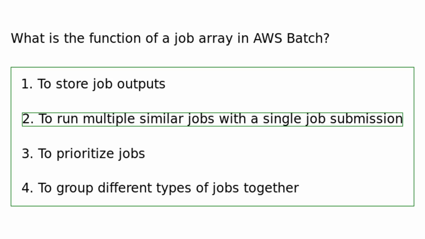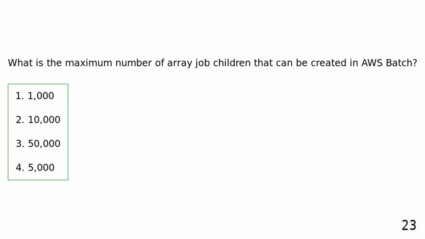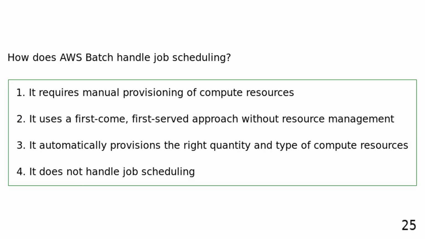What is the maximum number of array job children that can be created in AWS Batch? 1,000. 10,000. 50,000. 5,000. AWS Batch allows for the creation of up to 10,000 array job children, enabling the efficient execution of large sets of similar jobs.